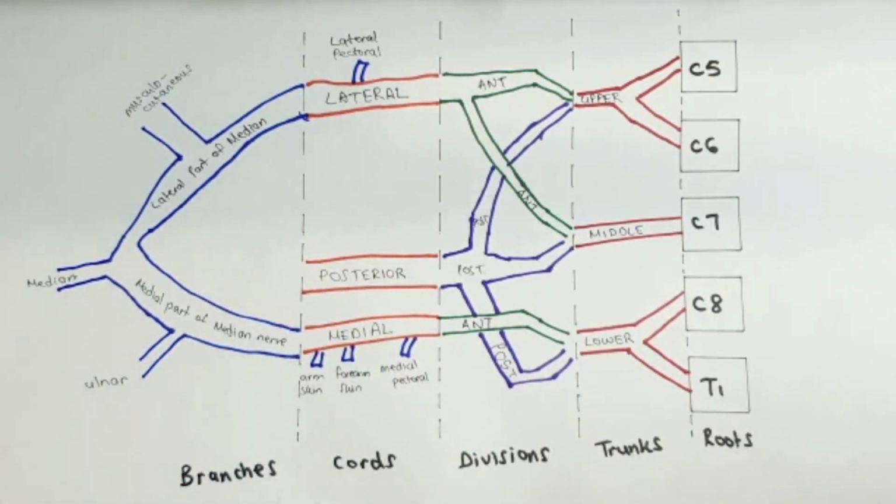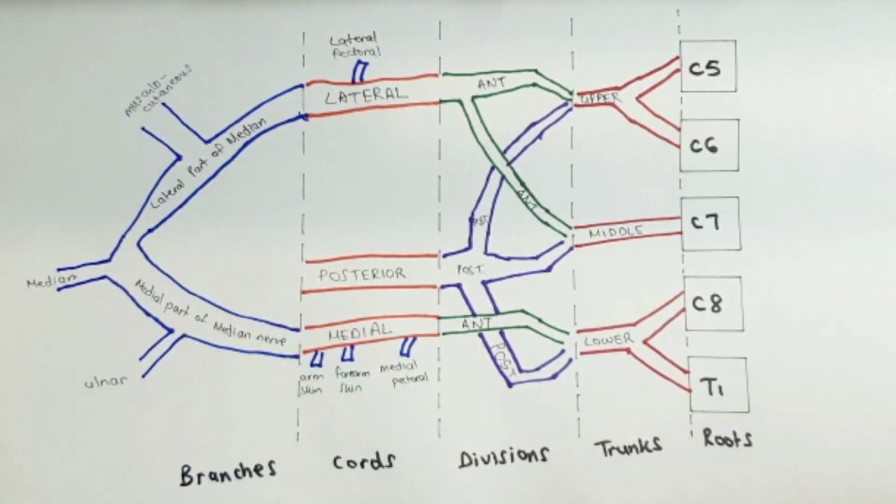So now, as a quick recap for the medial cord, we have the medial pectoral nerve, the medial cutaneous nerve of the arm and the forearm, the second half of the medial part of the median nerve, as well as the ulnar nerve. Then we finally move on to the posterior cord.